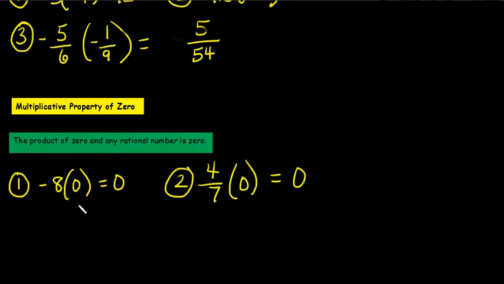So, negative 8 times 0 is 0. It's not going to be negative or positive, it's just 0. 4/7 times 0 is 0.